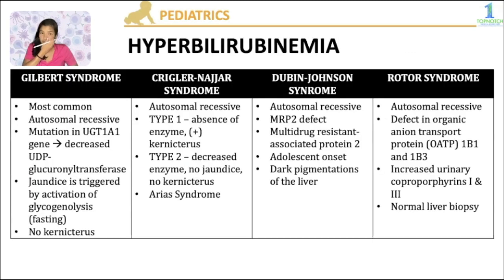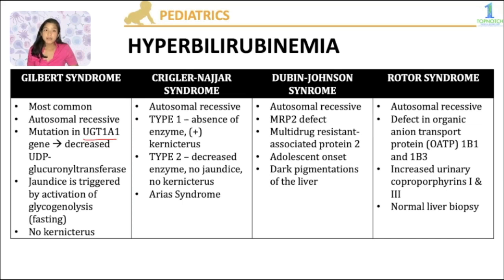So let's differentiate the different syndromes causing hyperbilirubinemia, starting with the most common, your Gilbert syndrome. This is a benign autosomal recessive mutation in your UGT1A1 gene. Essentially, you have decreased activity of your UDP-GT. Therefore, you get a buildup of unconjugated bilirubin. However, this is typically very mild. It is only mildly elevated, and the jaundice only presents during periods of fasting or stress. You will not typically present with kernicterus, kasi again, this is mild.